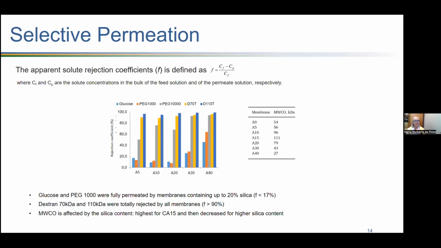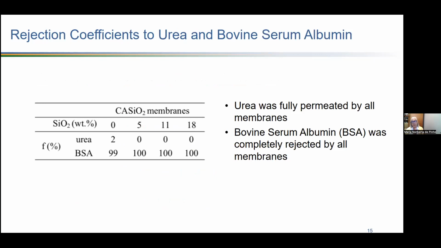interested in. Okay, so here we have the molecular weight cutoff of these membranes, and as you know, the molecular weight cutoff is determined by the permeation of solutes with increasing molecular weight. We get a little increase of the molecular weight cutoff for 5%, and for 10% a little bit more increase. But then for 20 and 40%, we have a decrease of the molecular weight cutoff.